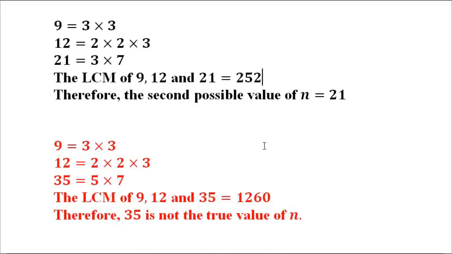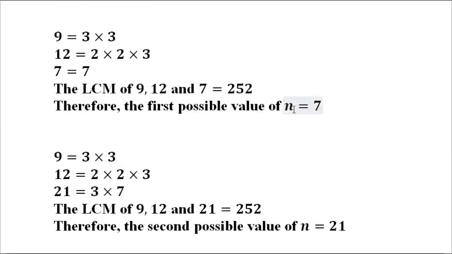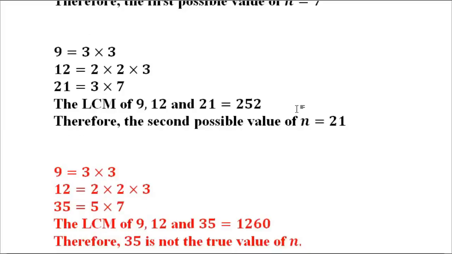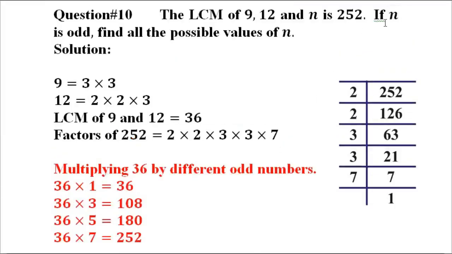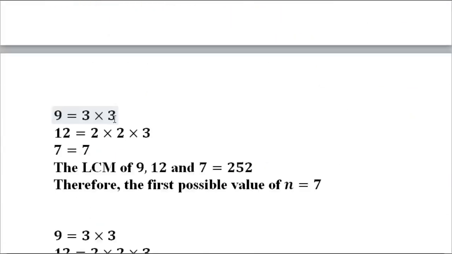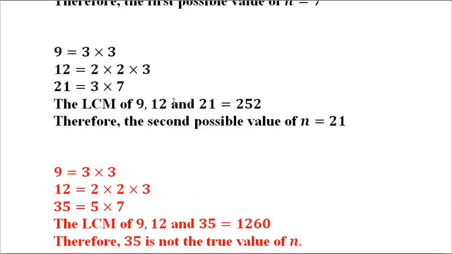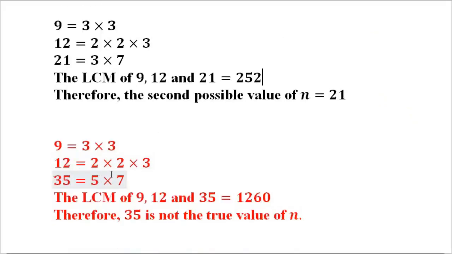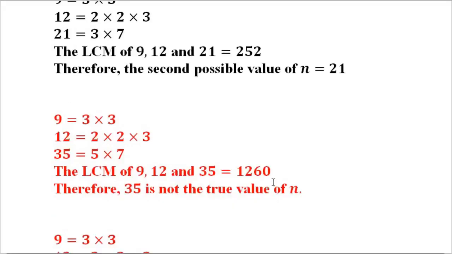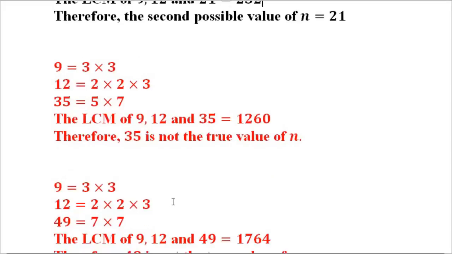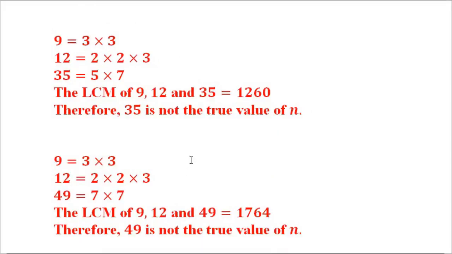Now, if I multiply 7, which was the first possible value of n, by 4, we get 28, an even number. Remember, n is an odd number. So let's multiply 7 by 5, which gives us 35, an odd number. Since the LCM of 9, 12 and 35 is 1260, not 252, therefore 35 is not the true value of n. For the next possible value of n, multiply 7 by 6 to get 42, an even number.